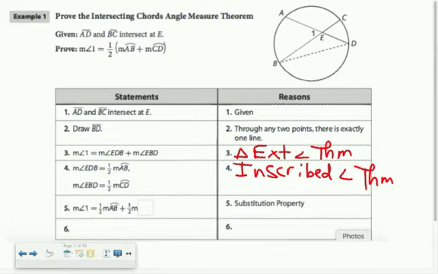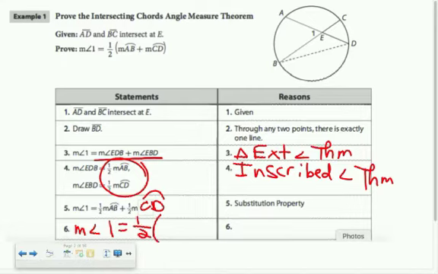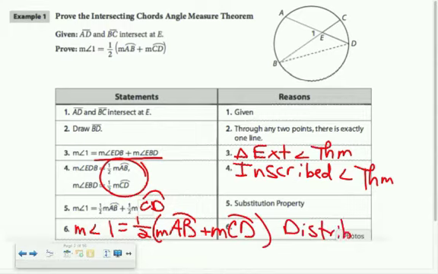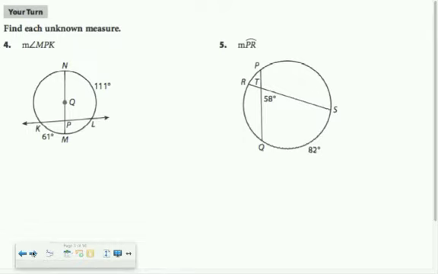And then I substitute in those measures for angles EDB and EBD. So angle 1 will equal half of arc AB plus half of arc CD. And then when I factor that 1/2 out, I have that the measure of angle 1 equals 1/2 times the measure of arc AB plus the measure of arc CD. And that's distributive. So let's use that theorem.